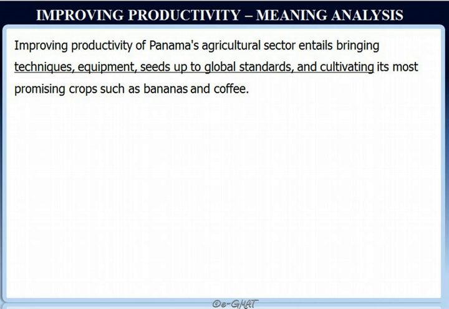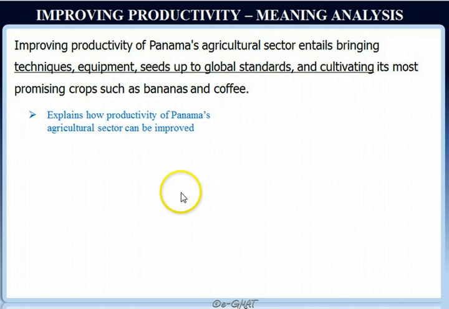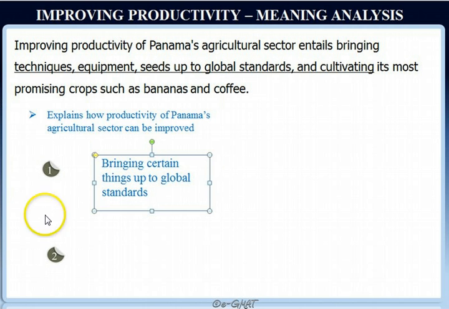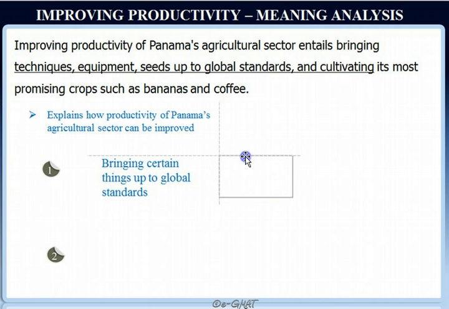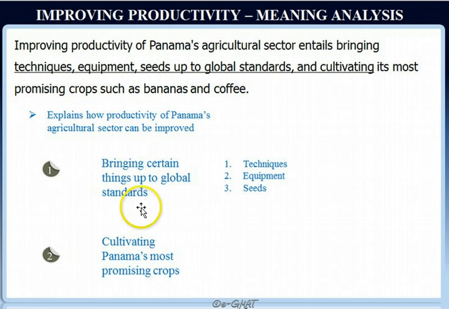Now, this sentence basically explains how the productivity of Panama's agricultural sector can be improved, and this can be done by doing two things. The first thing is to bring certain stuff up to global standards, and these things are actually the techniques, equipment and the seeds that are used in the agricultural sector. And the second thing that can be done to improve the productivity is to cultivate Panama's most promising crops. So if we do these two different things, we can improve the productivity of Panama's agricultural sector.